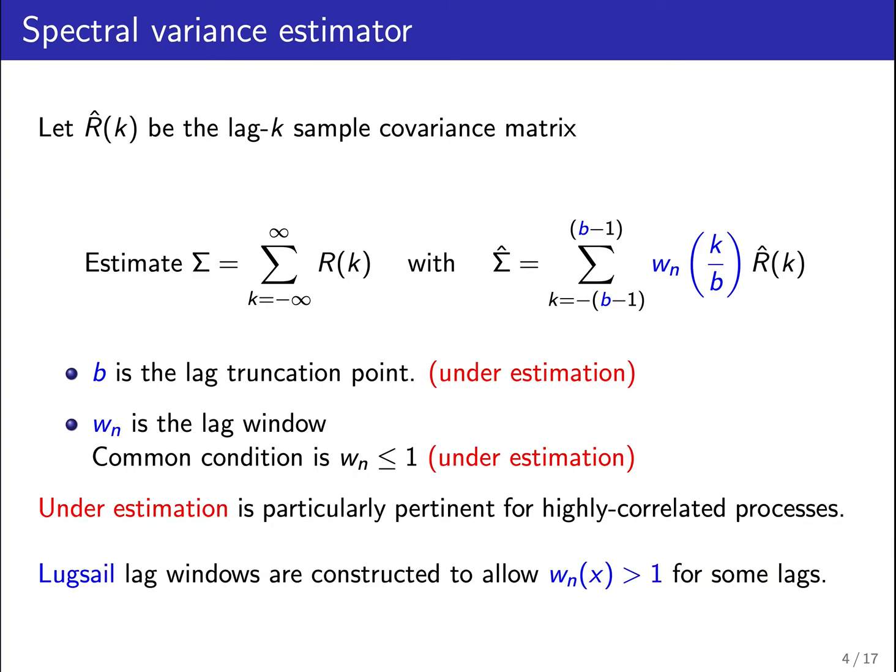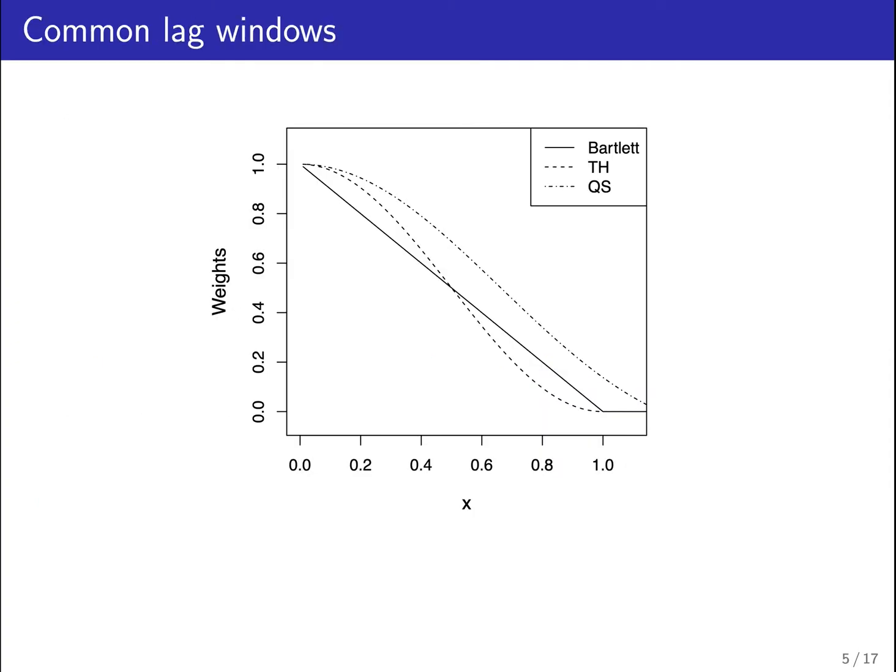So what we would like to do is introduce these Lugsail lag windows that are specifically constructed to allow the weight function to be more than 1 for some lags. Okay? And because that weight function is more than 1, it gives some extra weightage and pushes the estimation to be not underestimation, but in fact overestimation in large enough samples. And I'll describe that more theoretically later.